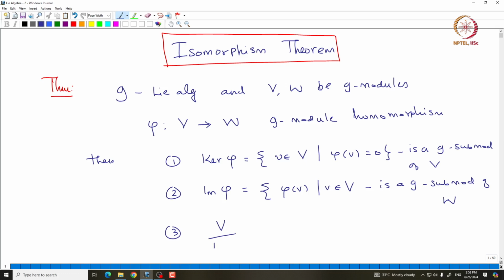Now, one can actually construct a module structure on the quotient, V modulo kernel phi. So, this becomes a module for G and then this will become naturally isomorphic to image of phi as a G module. We know that there is this natural vector space isomorphism induced from phi, from V modulo the kernel phi to the image phi. That vector space isomorphism is indeed a G module isomorphism.